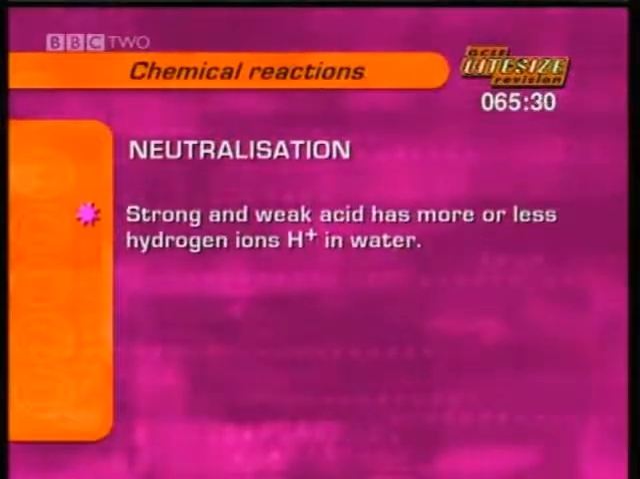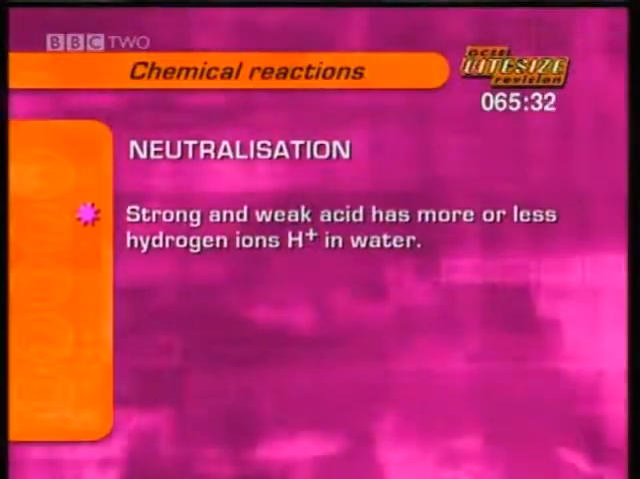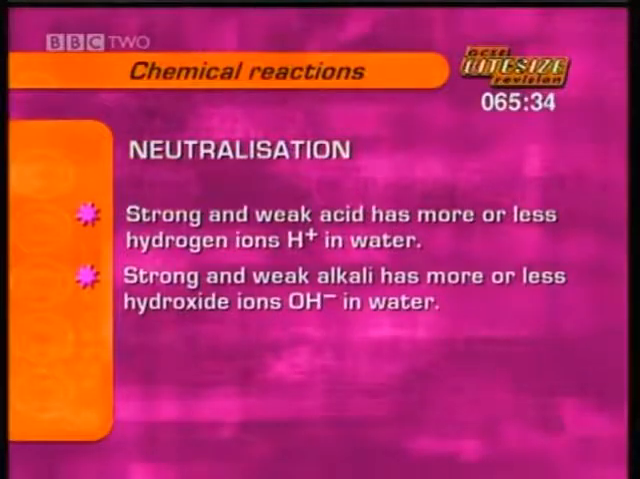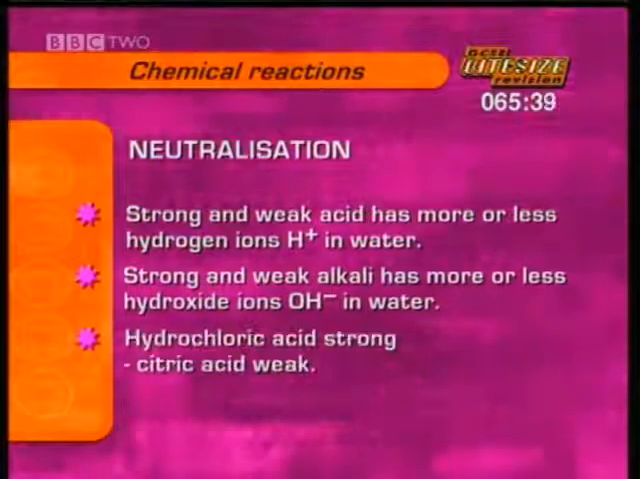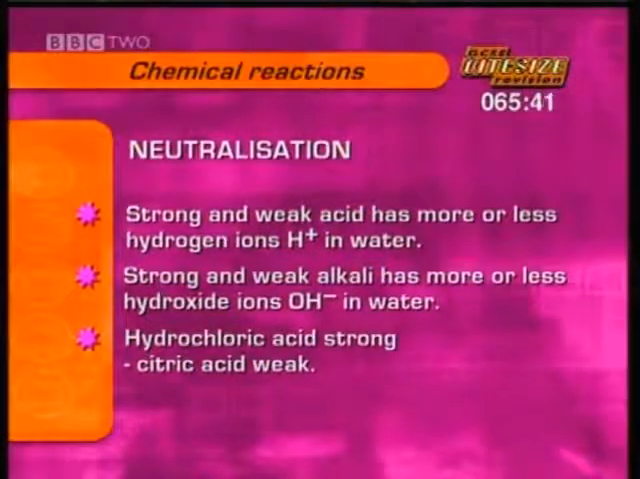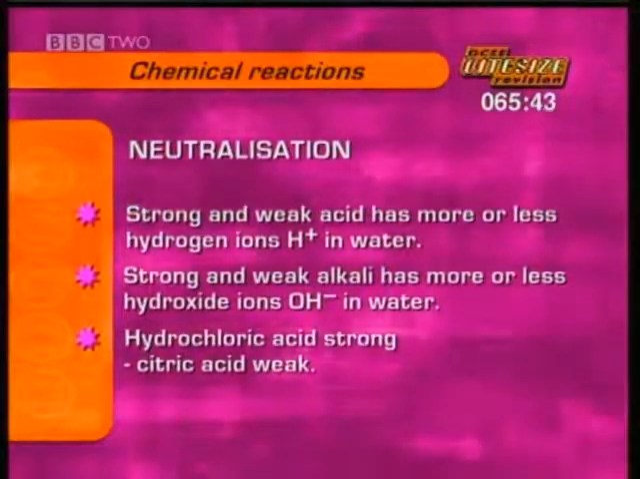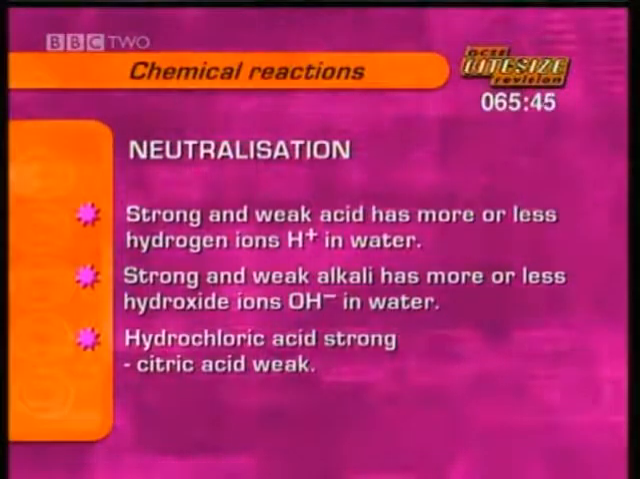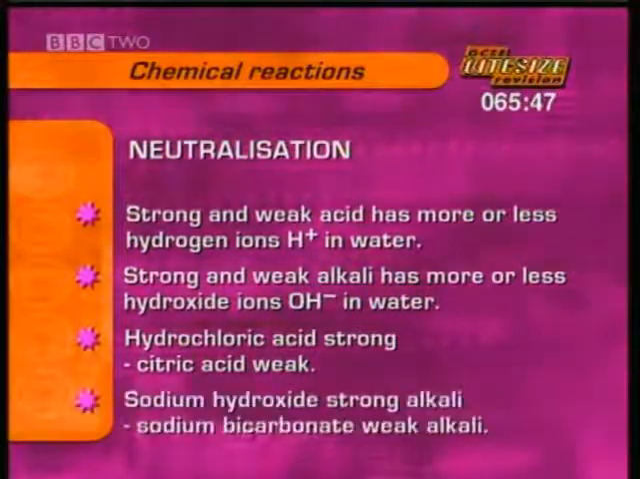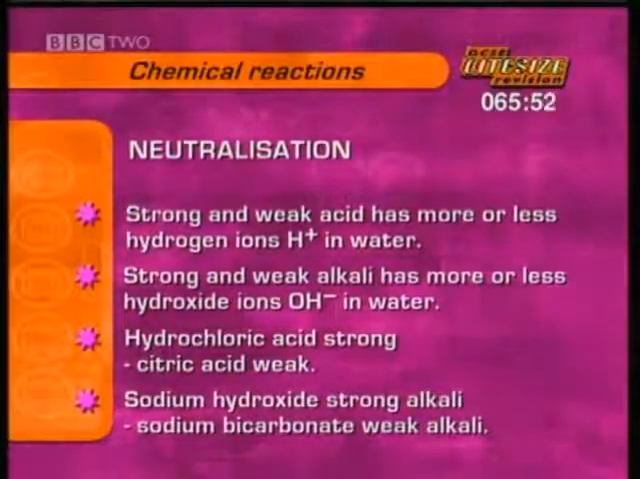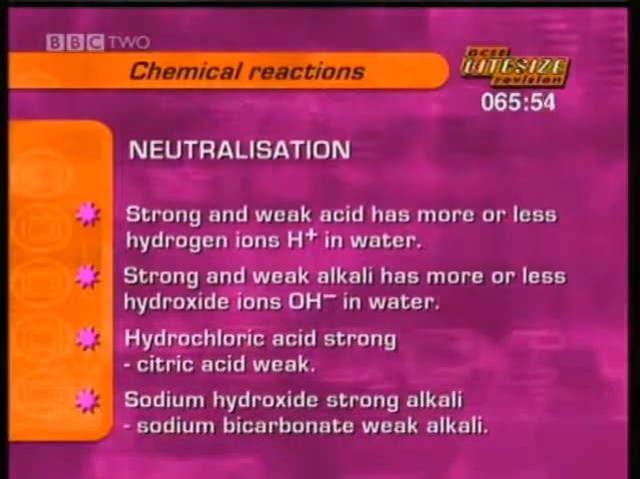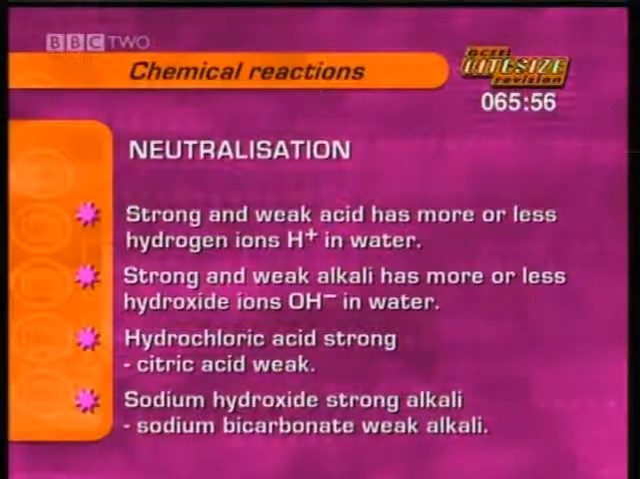So strong and weak acids have more or less H+ ions, and strong and weak alkalis have more or less OH- ions. So a strong acid like hydrochloric acid produces many hydrogen ions, and a weak acid like citric acid produces few hydrogen ions. A strong alkali like sodium hydroxide produces many hydroxide ions, while a weak alkali like sodium bicarbonate produces a few.